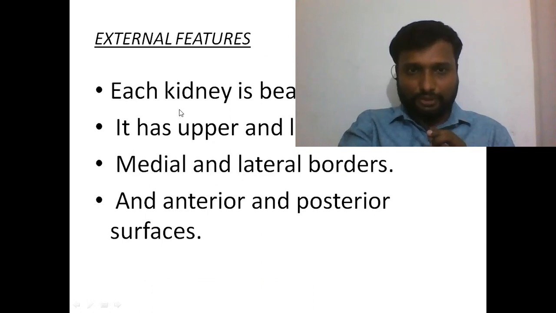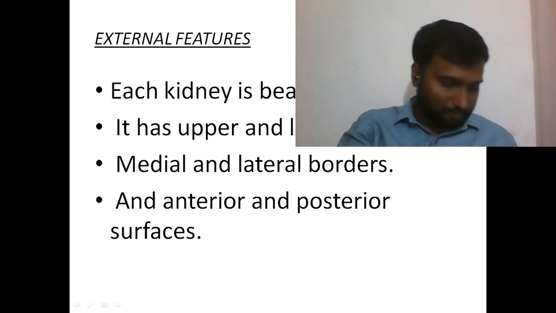Now the external features. Each kidney is a bean-shaped structure having two poles. What are the two poles? Upper pole and lower pole. Then two borders, medial border and lateral border. Then two surfaces, anterior surface and posterior surface. Now we'll see what is meant by that.